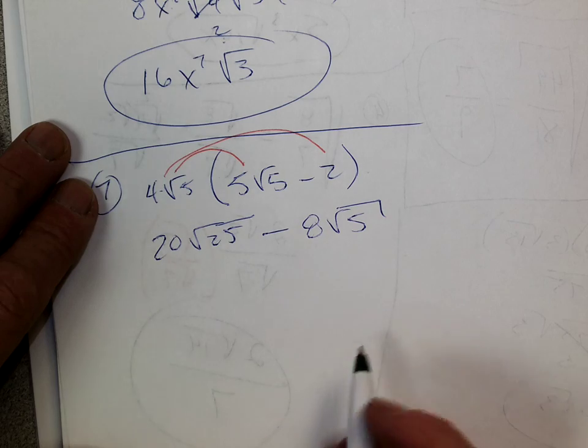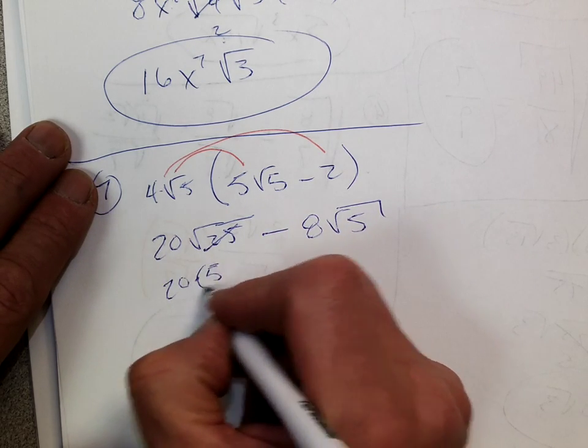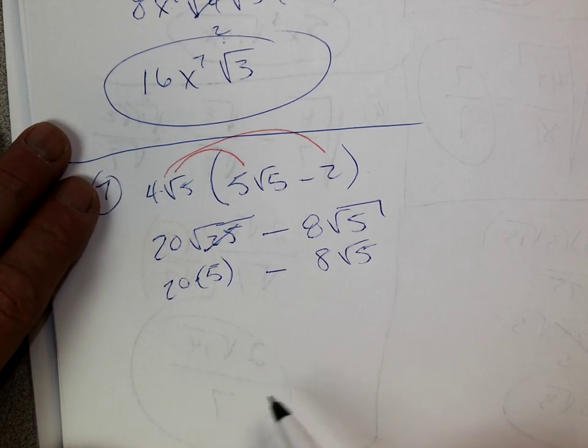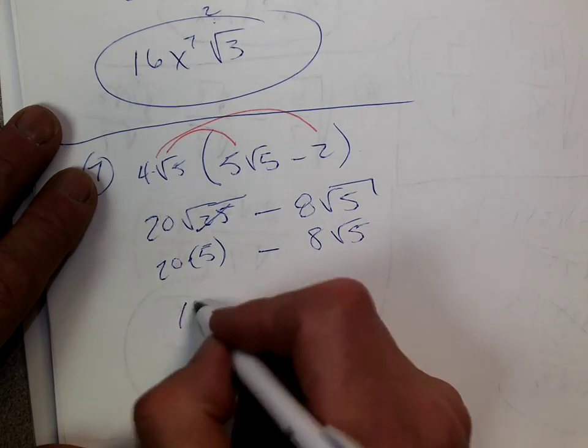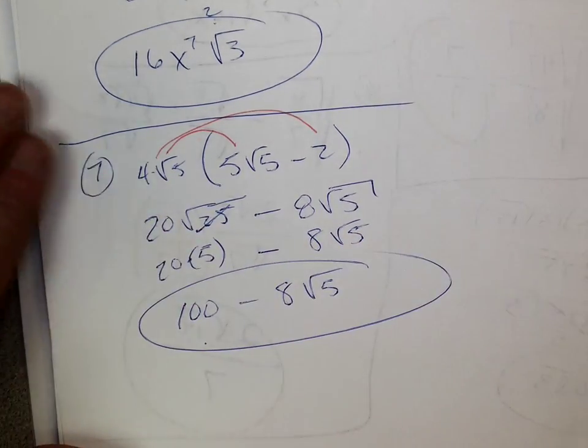And there's more I can do. Square root of 25 is 5, so I have 20 times 5 minus 8 square roots of 5, because I can't do anything with that. 20 times 5 is 100 minus 8 square roots of 5.